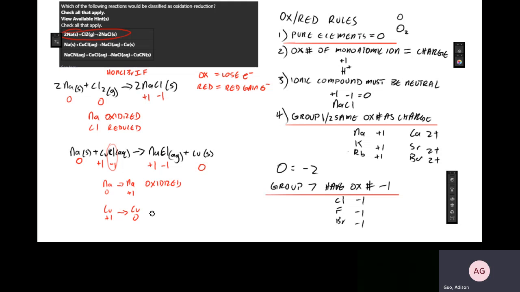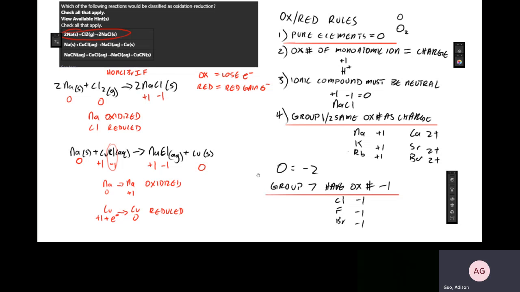So this means that this was reduced because it took in a negative charge and that canceled out the positive charge to make it 0. Basically, it's like +1 plus a negative electron, and the negative electron just canceled it out.